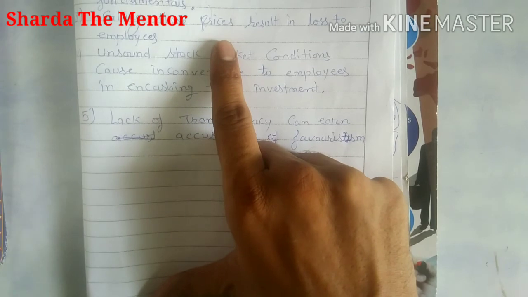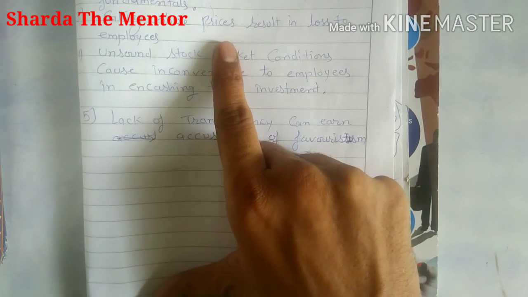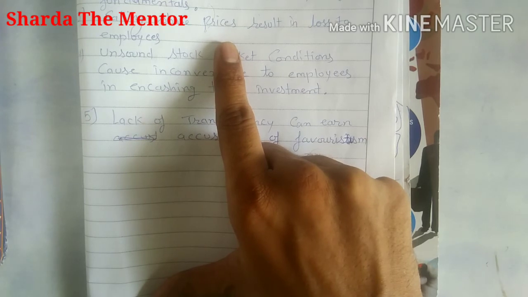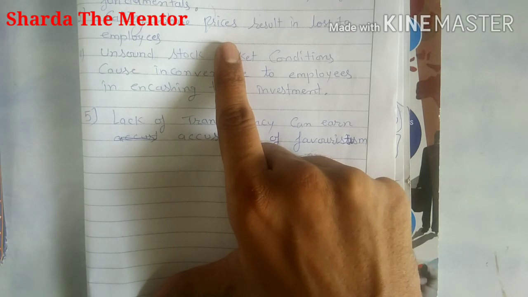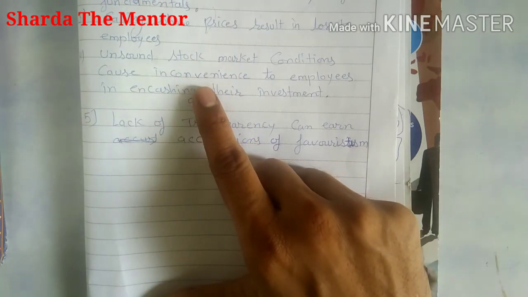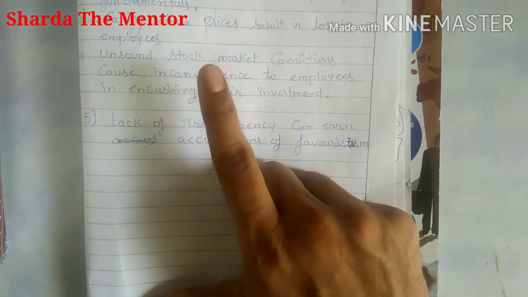Third, falling share price. Suppose a company got good profit in one year, but the next year, due to some problem, the share price of that company decreases. That loss is also borne by the employees. It is beneficial for the employee if the price of shares rises, but it is also a loss for the employees if the share price of the company decreases.